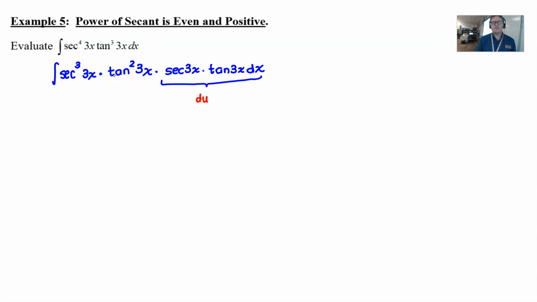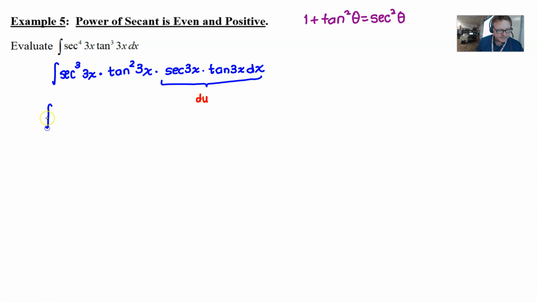So just like the previous example, we rely on a really nifty trig identity that looks like this. The identity says that 1 plus the tangent squared of theta is the secant squared of theta. I'm just going to use theta in general. If I have tangent squared of 3x, then that's just equivalent to the secant squared of 3x minus 1. You see how the theta is acting like the 3x here?